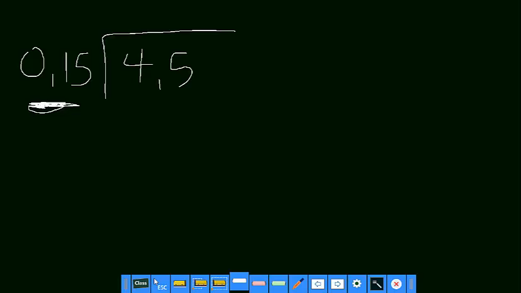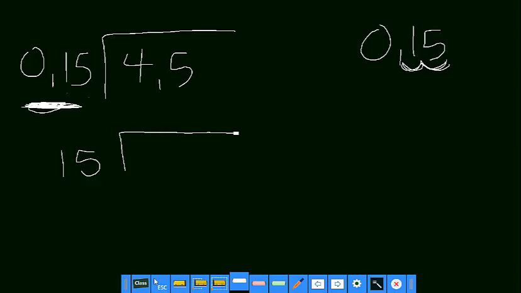And of course, instead of multiplying, we just move the decimal point, okay? So look at this, 0,15 becomes 15. We move it 2 times. So the new problem becomes 15 here outside, and in 4.5, we also have to move the decimal point 2 places to the right. So it's 450.